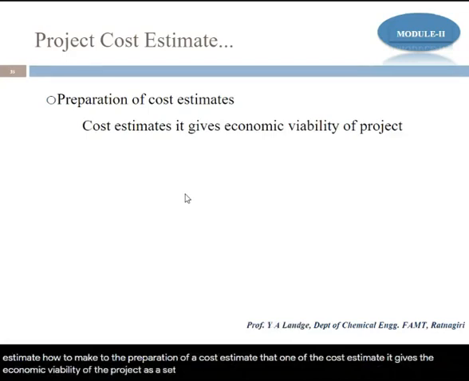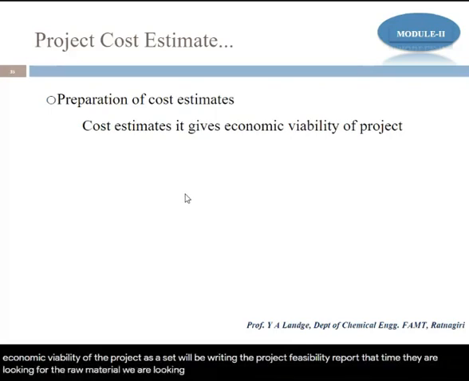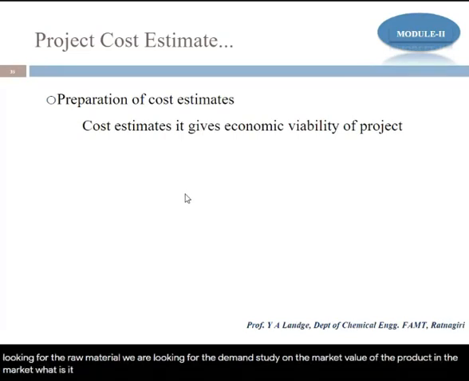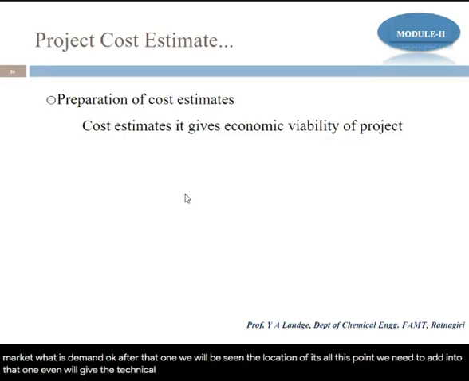As I said, when we write the project feasibility report, at that time we look at the raw material, we look at the demand study or the market value of the product in the market, what the demand is. After that, we see the location. So all these points we need to add. We even give the technical feasibility.